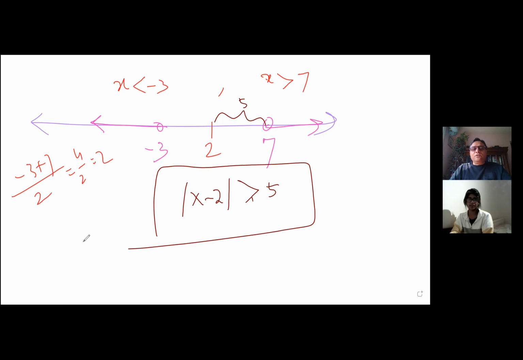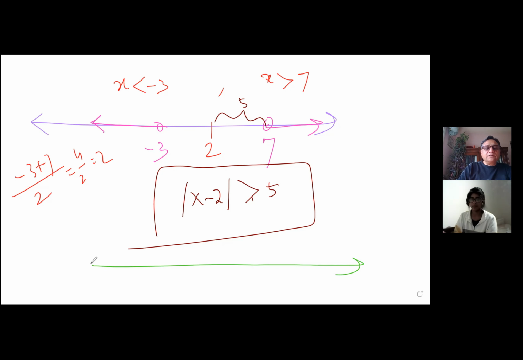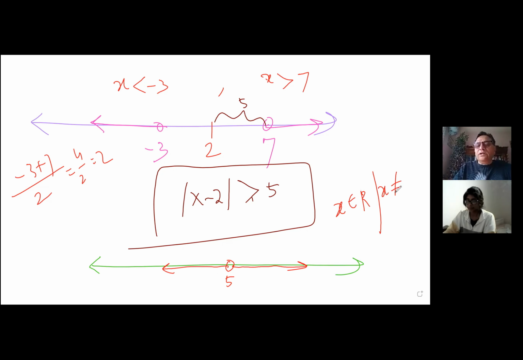And for your homework, this is again a challenging question. I'd like you to write an absolute function equation or inequality or whatever, which represents the solution that is everything but 5. Do you understand? Everything but 5. I want an absolute function to represent this. X belongs to real numbers, but X is not equal to 5. I want you to write this as an absolute function inequality or equation or whatever you want, but use absolute function. Is that clear to you? Yes. Try this out.